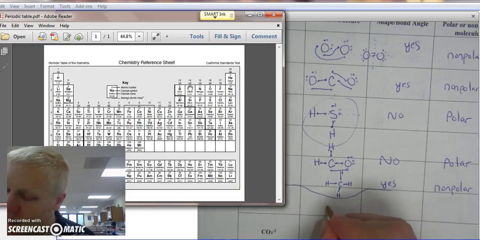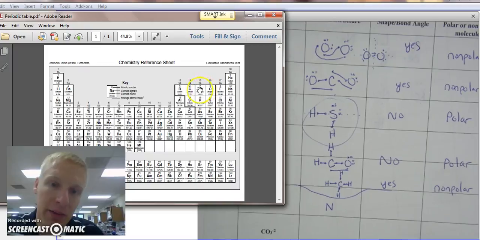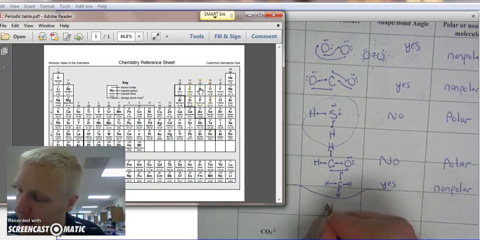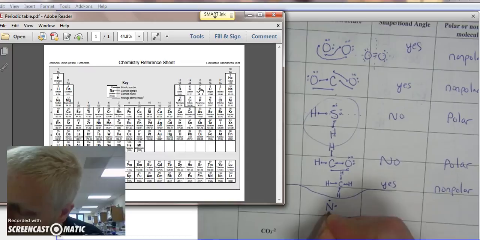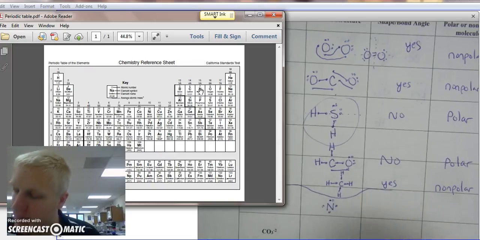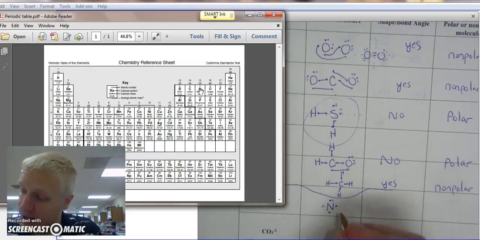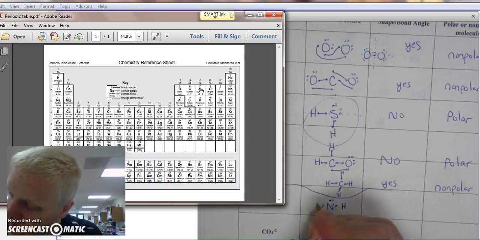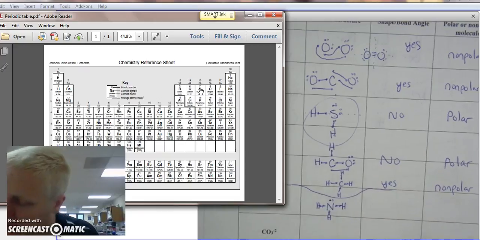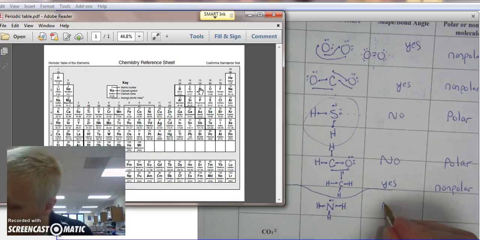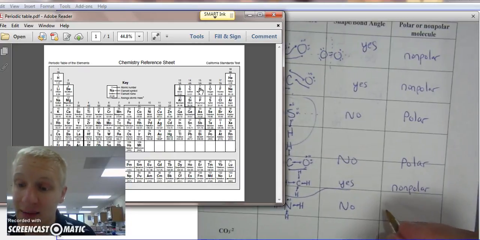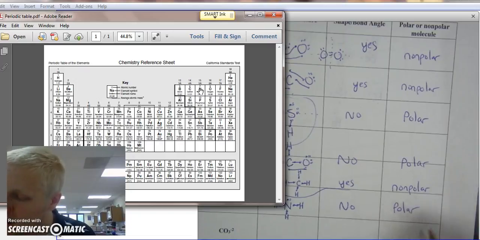Alright, another one. We have NH3. Nitrogen's in least supply. We put that in the center. It's in 5A, so it has 5 outer electrons. 1, 2, 3, 4, 5. And we have 3 hydrogens. And each hydrogen has 1 outer electron. Connect, connect, connect. Alright, is this symmetrical? The answer is no, because you have a lone pair on the top and a hydrogen on the bottom. So that is not symmetrical. And if it's not symmetrical, it is polar.